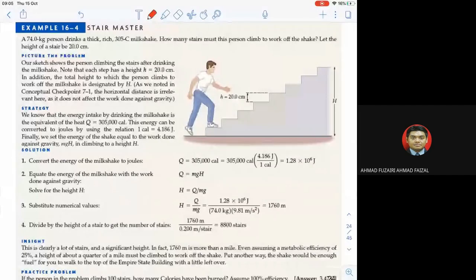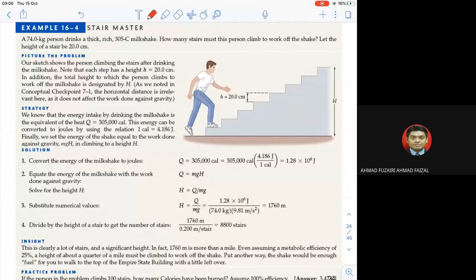If you want to calculate this one, it's a very good example. It's actually very good calculations to show how much is gained or how much we can burn up from what we intake as food. A 74 kilogram person drinks a thick rich 305 kilocalorie milkshake. The C stands for kilocalorie. How many stairs must this person climb to work off the shake? Let the height of stairs be 20 centimeters. So the difference between one pair of stairs is just 20 centimeters. So we should calculate 305 C.